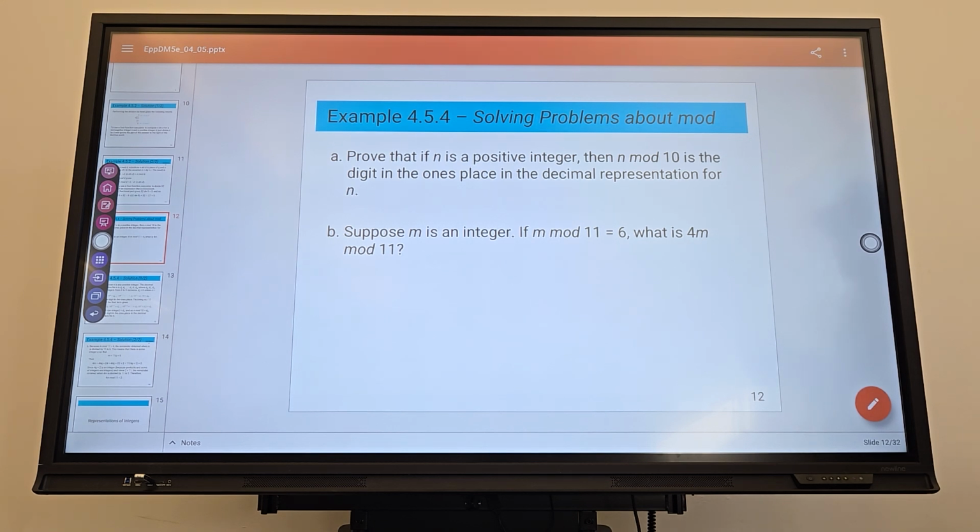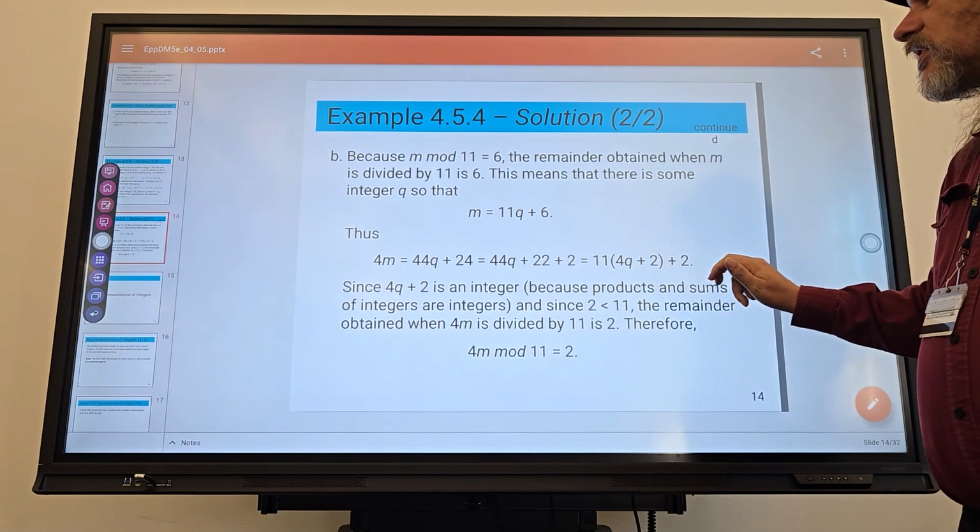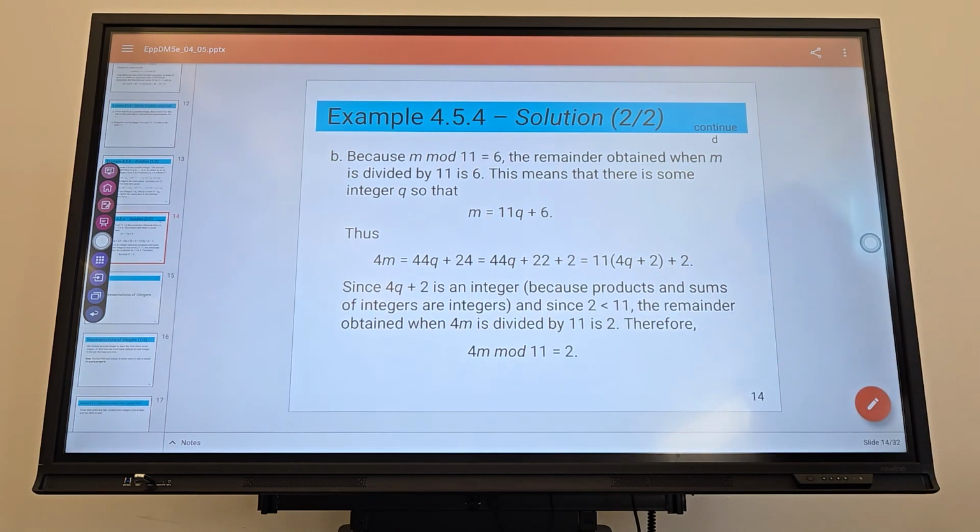Suppose m is an integer. If m mod 11 equals 6, what is 4m mod 11? I'll skip over the proof for A. Okay, because m mod 11 equals 6, the remainder obtained when m is divided by 11 is 6. This means that there's some integer q such that m equals 11q plus 6.